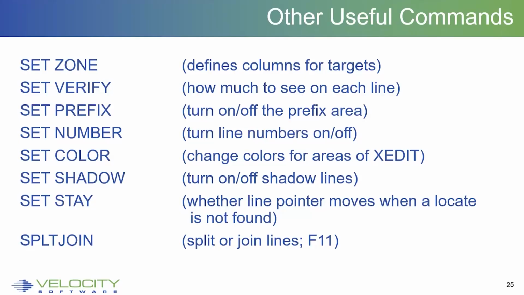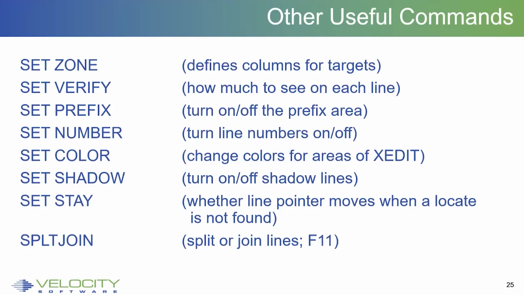Set shadow. Shadow lines are shown to you if you do a command like all. So if I'm in XEDIT and I do the command all with some delimited string, XEDIT's only going to show me the lines that have that string in them. The other lines are hidden. They're just not displayed, but you could see what's called a shadow line. And XEDIT's going to show you the number of lines that are hidden with a comment line across the display. You can turn that display on and off with set shadow.